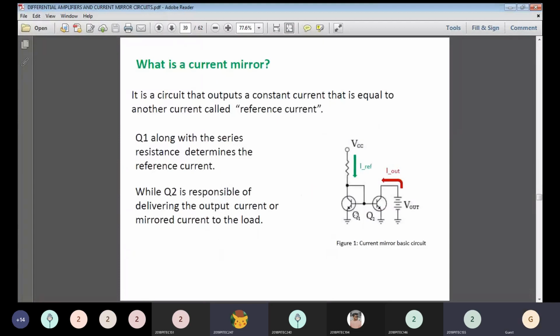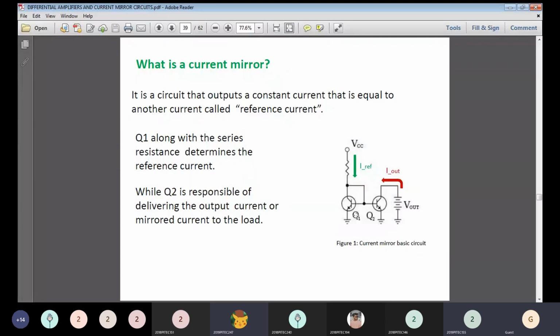The next concept in analog circuits, after the differential amplifier, is the current mirror circuit. What do you mean by a current mirror circuit? It is a circuit whose output is a constant current that is equal to another current, which we consider the reference current. It's like a mirror image of one particular current. That's why it's called a current mirror.